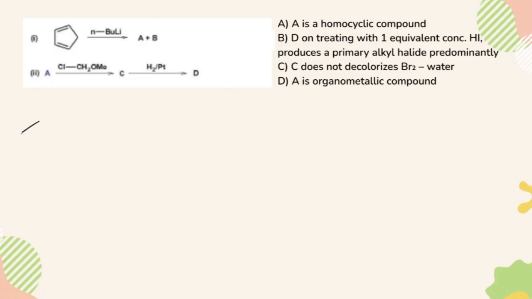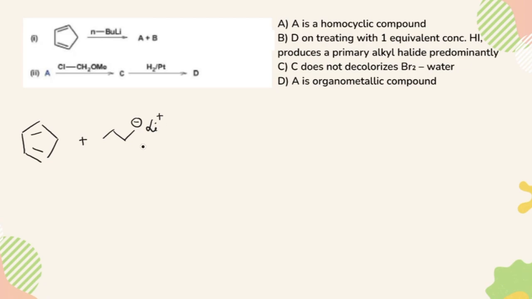Now, what is the first reaction? The first reaction is between a cyclopentadiene molecule with N-butyl lithium. N-BuLi refers to N-butyl. That means a long chain of butane as a carbanion. That's why N-butyl lithium. This is the organometallic compound. Why is it called organometallic compound? Because the carbon is directly attached to the metal. In this case, it's a lithium ion.